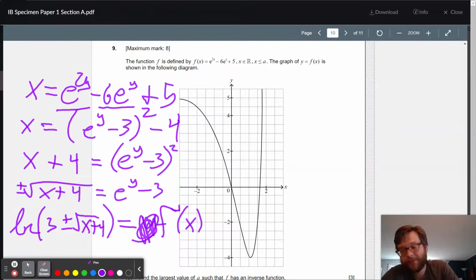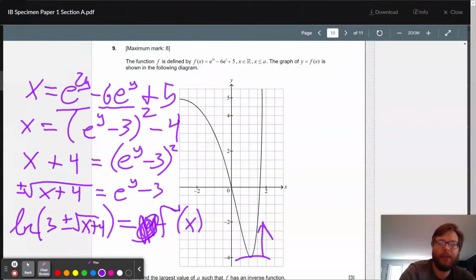Now it also asks us to state the domain. The domain of the inverse is the same as the range of the original function. And the range of the original function is going to go from here on up, so we want to find that value. From the graph, you could say it's negative 4. It looks like it's negative 4, but we should make sure.